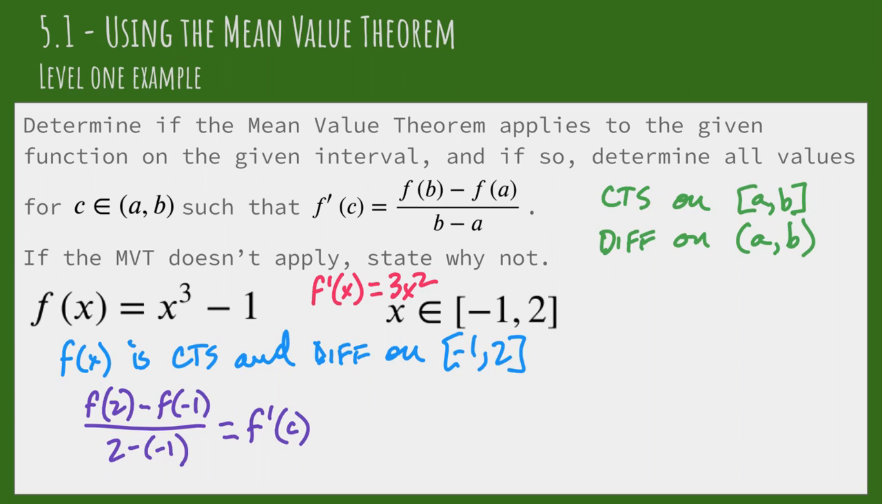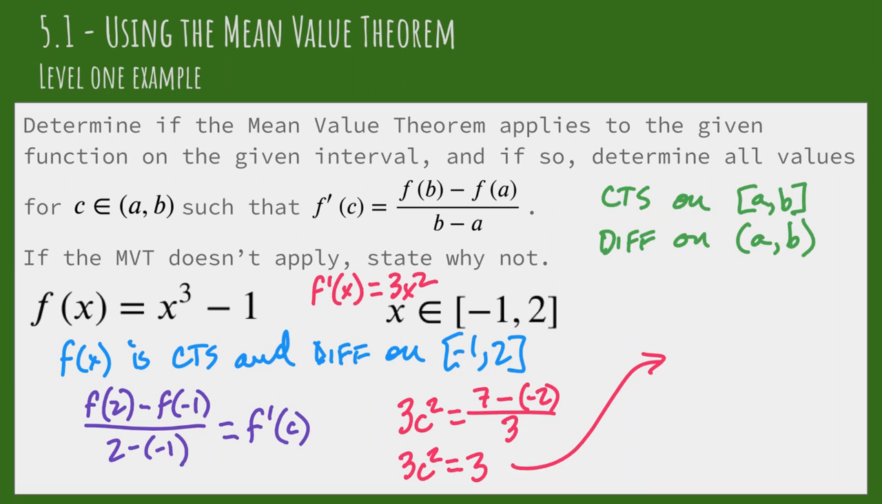So we've got c in there. We're going to have 3c squared is equal to f of 2, which is 7, minus f of negative 1, which is negative 2, over 2 minus negative 1, which is 3. So we have 9 over 3, which is 3. So we have 3c squared equals 3. And just doing a little algebra here, we're going to end up with c equals plus or minus 1.